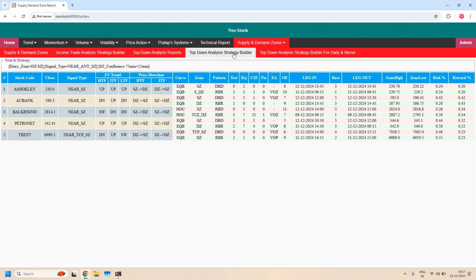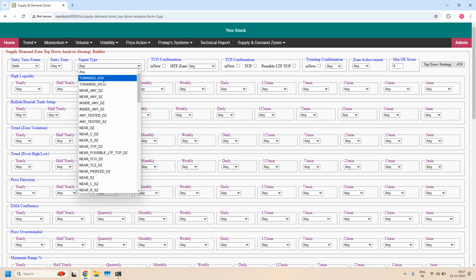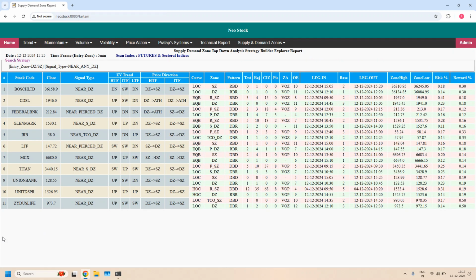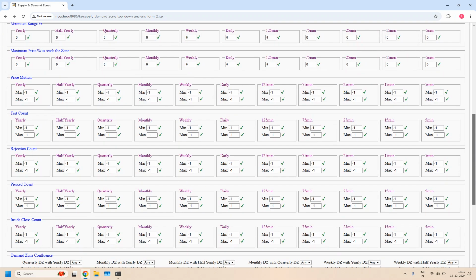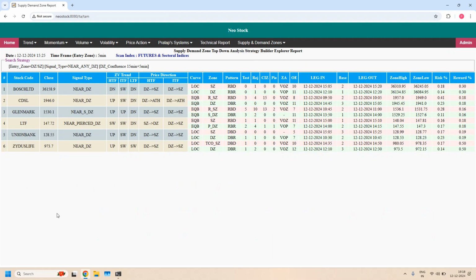Okay, next time frame is 5 minutes. Stocks near 5 minutes demand zone. 11 stocks are filtered. Out of these 11, how many are having ITF confluence? Let us filter. In the demand zone confluence, I am enabling 5 minutes demand zone with 15 minutes demand zone confluence. With this filter, we got 6 out of 11 stocks. In that, few demand zones, one demand zone is pierced, the fourth one, it is invalid.